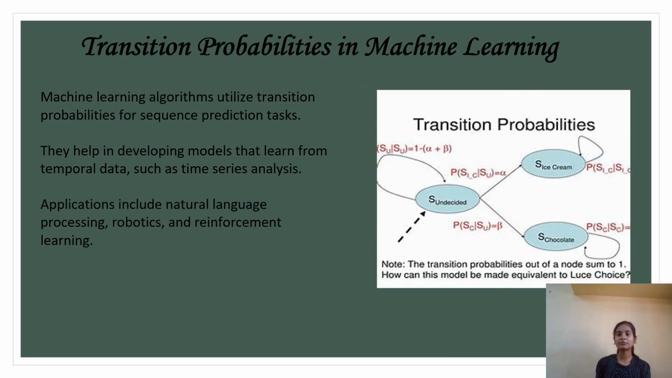Transition probability in machine learning. Machine learning algorithms utilize transition probabilities for sequence prediction tasks. They help in developing models that learn from temporal data, such as time series analysis. Applications include natural language processing, robotics, and reinforcement learning.